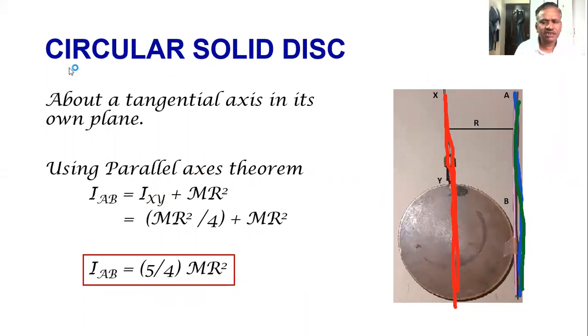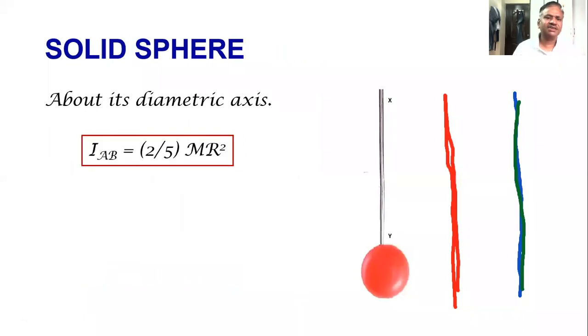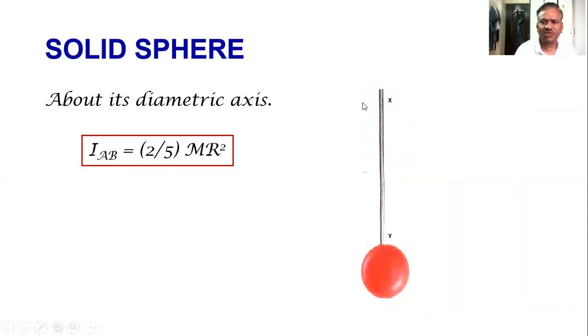Okay. In each case, there are 4 cases. Next, another one is the solid sphere. You can take any cricket ball or something. This solid sphere is rotating about this axis, either clockwise or anti-clockwise. Then the formula for this is I of AB equal to 2 by 5 M_r square. Next one is here.